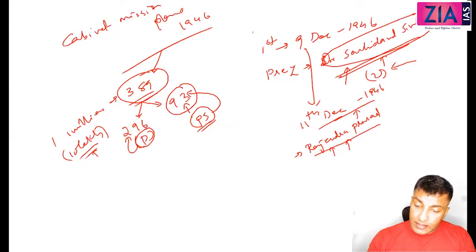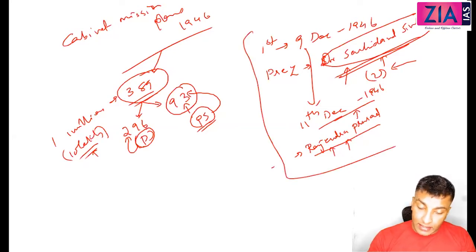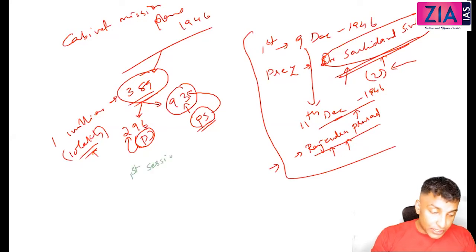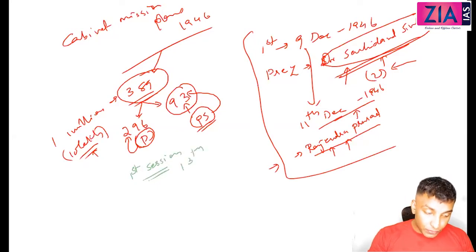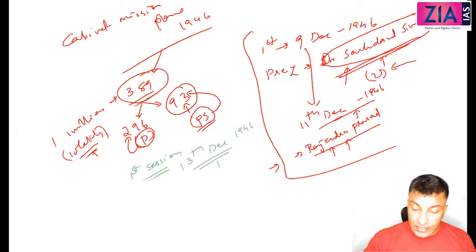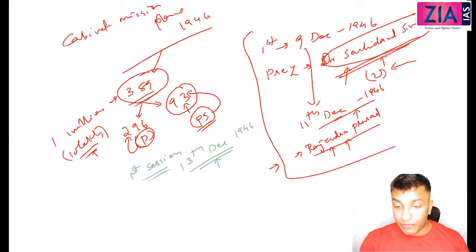After these 2 meetings, once the president is elected, now comes the first session. When is the first session? The first session is from the second day after the 11th, that means the 13th of December 1946. This is when the first session of this Constituent Assembly was held. When I say first session, what does that mean? The constitution making actually began from here.